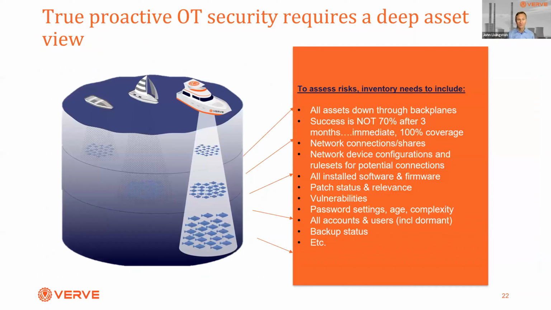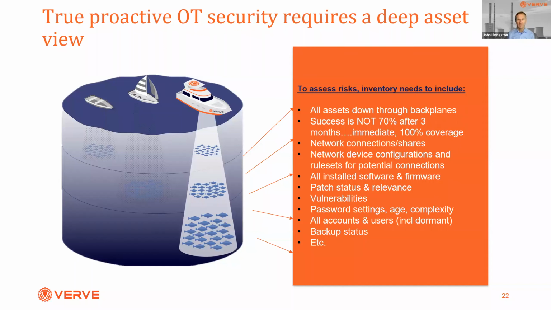So that starts with a really deep asset inventory. As I mentioned, success is not 70%. And then being able to not only know that there's an asset, but to know things about it, right? What are the network connections? What are the network device configurations? So you say you've got segmentation, okay? What are the configs in those firewalls? When you say the VLANs are separating, what are the configurations in those switches? And are those VLANs actually operating as we intended?